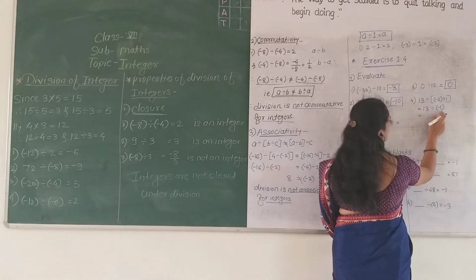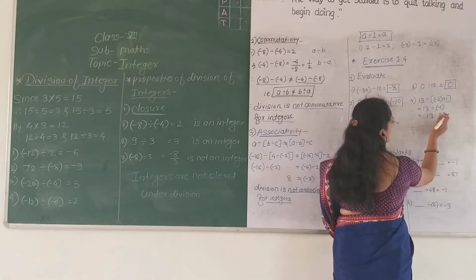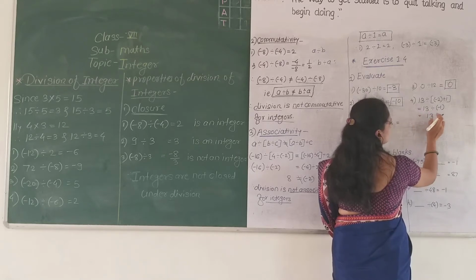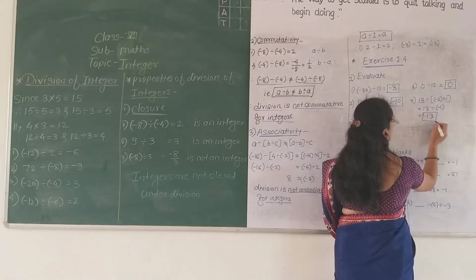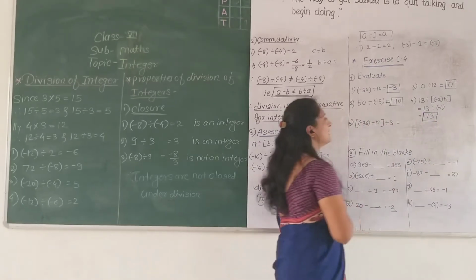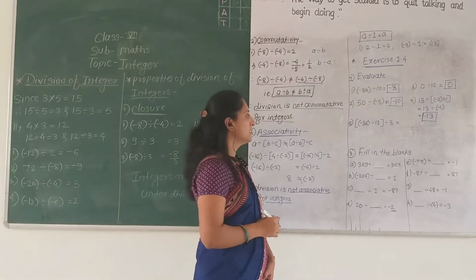13 divided by negative 1. So the answer is 13, right? One 13 is 13, but there is one negative integer, so the answer is negative. So here our answer is negative 13.